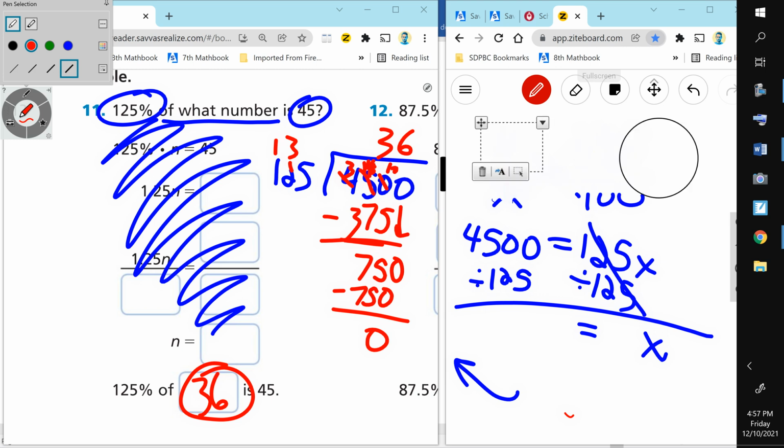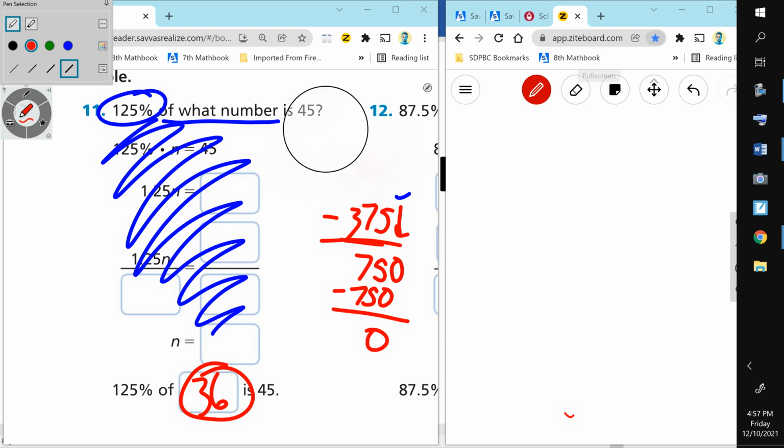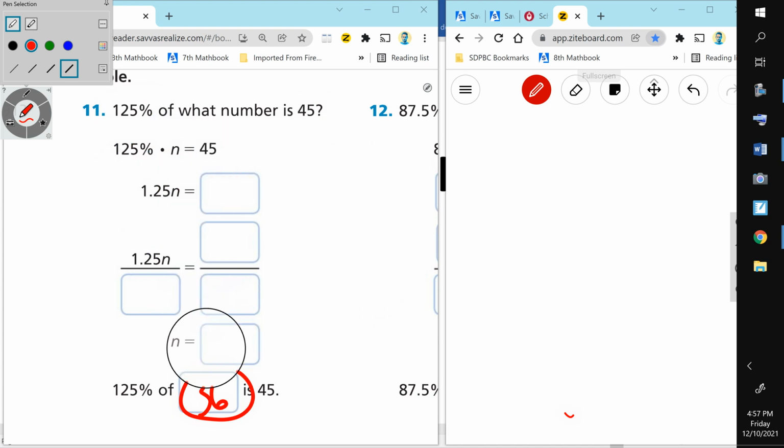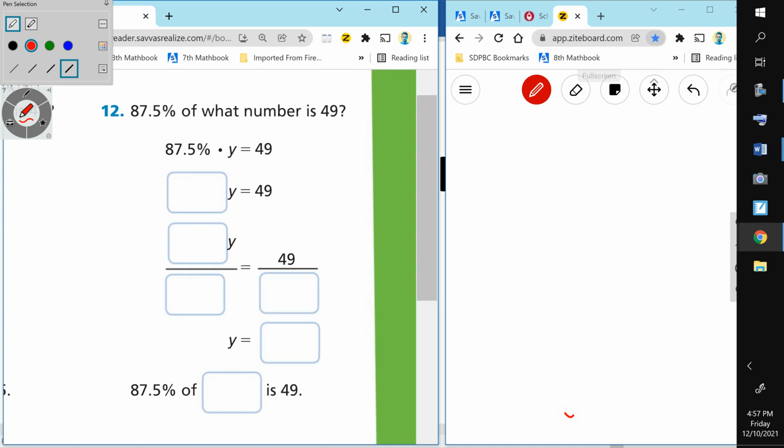It's a lot of work. I'm not going to lie. It's a lot to do here. It's not extremely complicated. You just have to be good with multiplication and long division. You have to be comfortable with both. Let's look at number 12. All of them are going to be like this, unfortunately, I think.